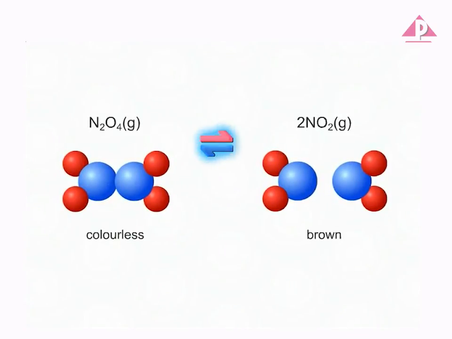Chemical equilibrium is the state reached by a chemical system when the rates of forward and backward reactions become equal. Let us examine a chemical system to see how a reversible reaction can reach a state of dynamic equilibrium.